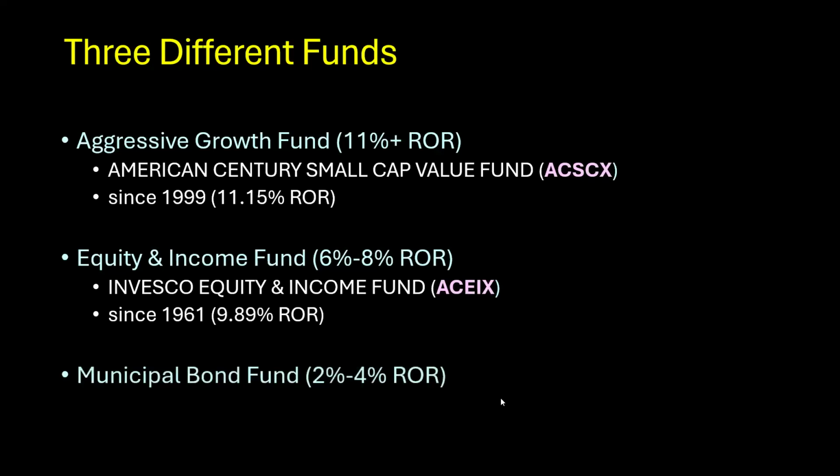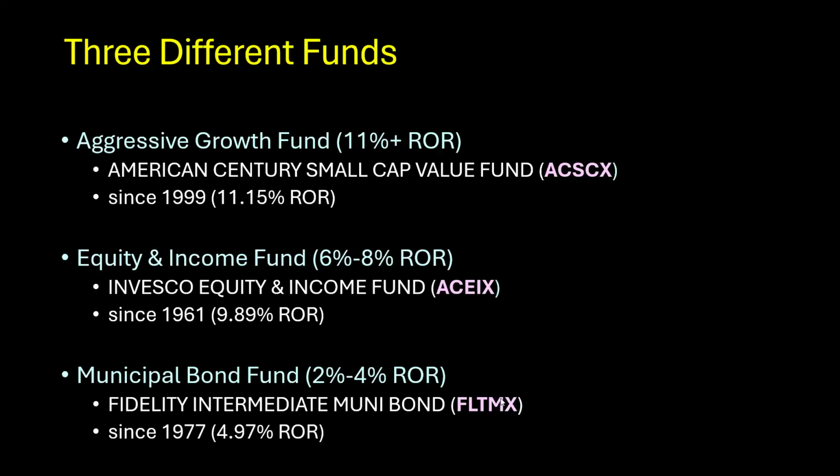And then for a municipal bond fund, the idea and the goal of it is to preserve income and not lose income, technically. So 2 to 4% is normally what you'd get. We'll look at Fidelity's intermediate muni bond, FLTMX. Since 1977, it's actually outperformed my normal range for municipal bond at a 4.97% rate of return. So not too bad. Not too bad at all.